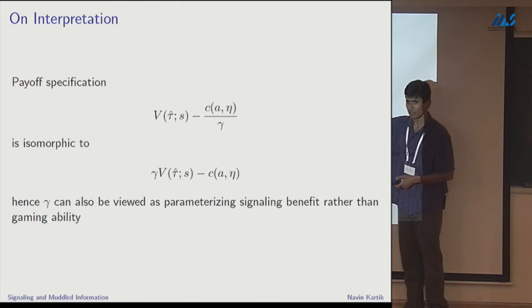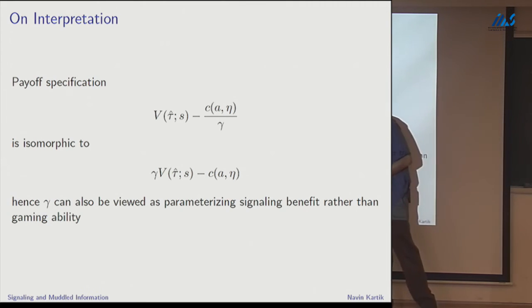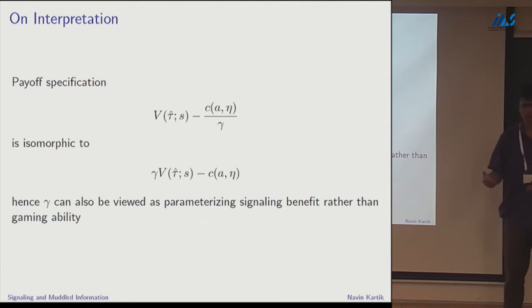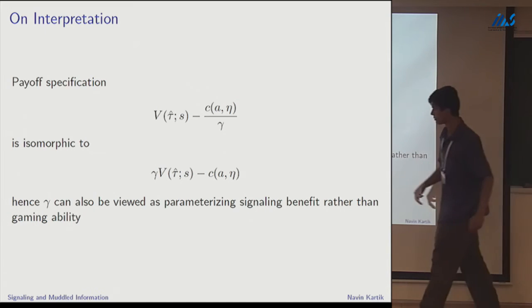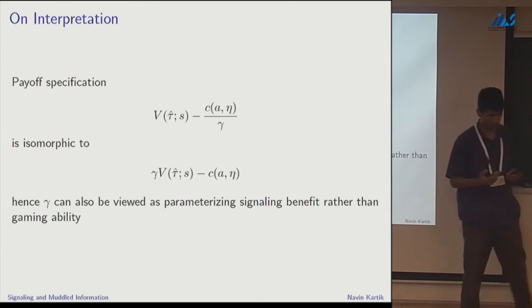Since this gamma is positive, this is obviously isomorphic to just multiplying through by gamma, so that you now have the benefit being gamma times v and a cost that depends only upon your natural action. In this case, you can then interpret what I'm calling gaming ability just as well as being your private benefits, if you like, from signaling. This is the interpretation that's taken, for example, in some of Benabou and Tirole's work, where people may have different image concerns, and so the heterogeneity comes in there rather than on the cost side. But they're mathematically equivalent.